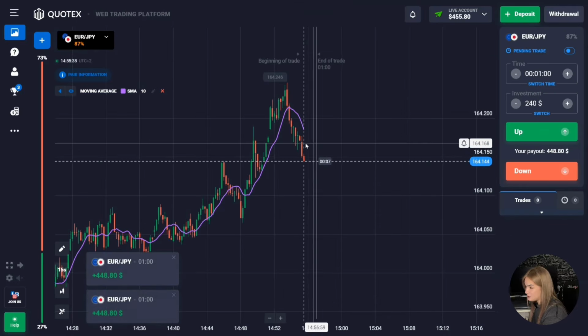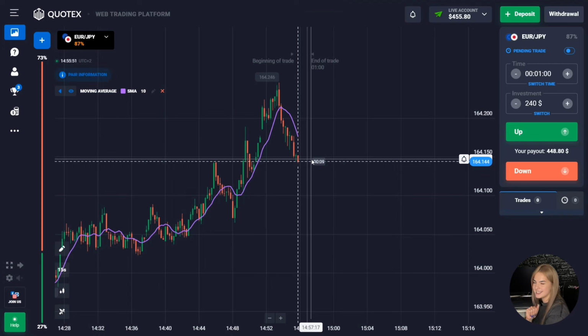Great, my dear traders, indeed there was a reversal. The price continued its steady downward movement and we got the profit. The indicator turned out to be right again and gave us a good entry point. So guys, everything is going great. Let's continue.